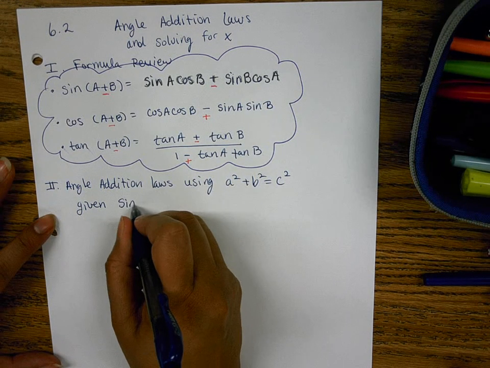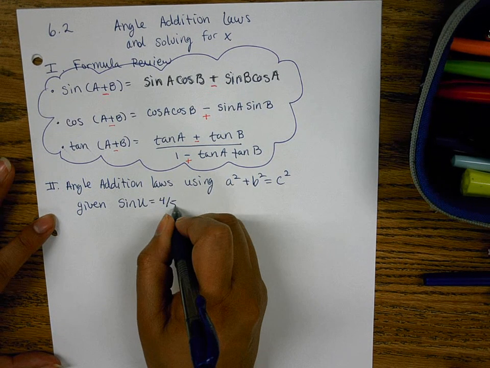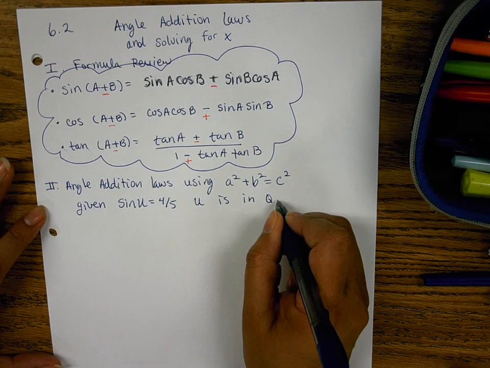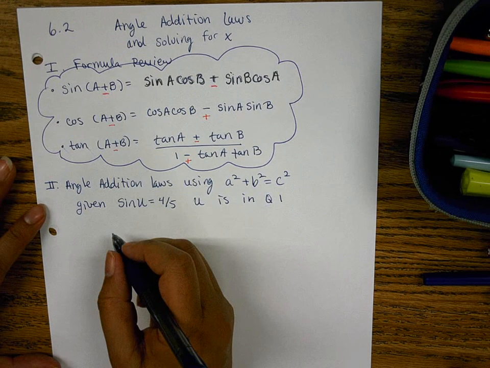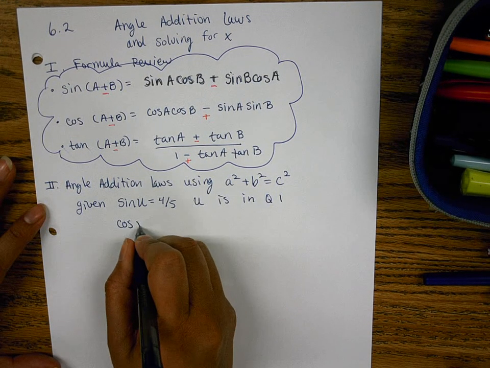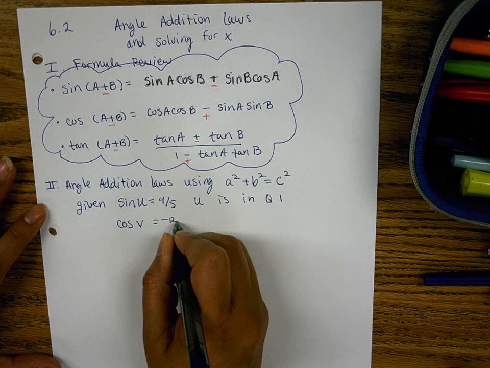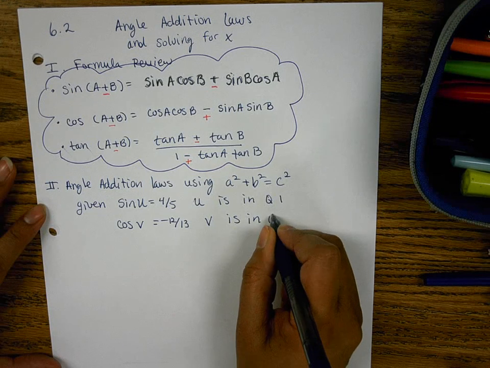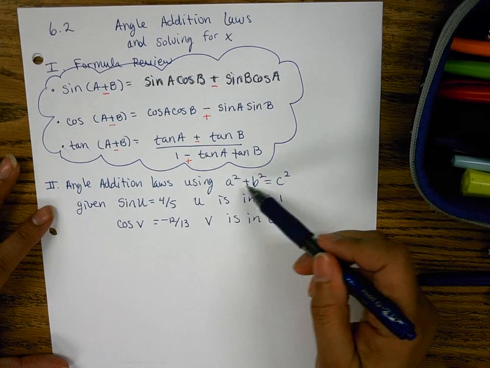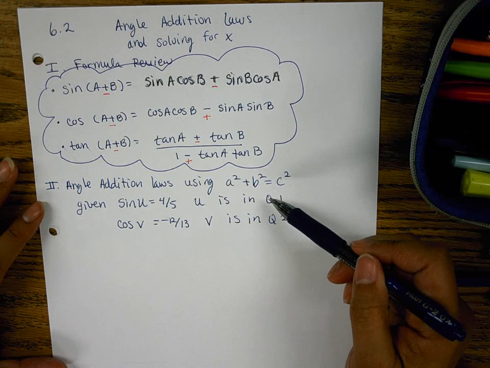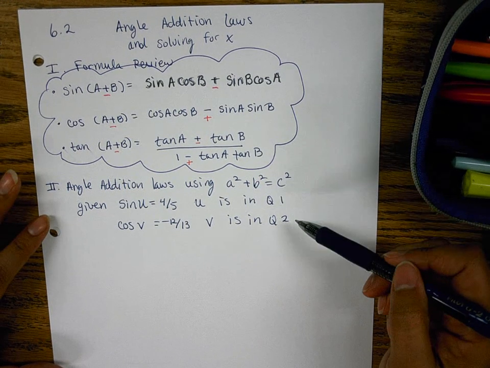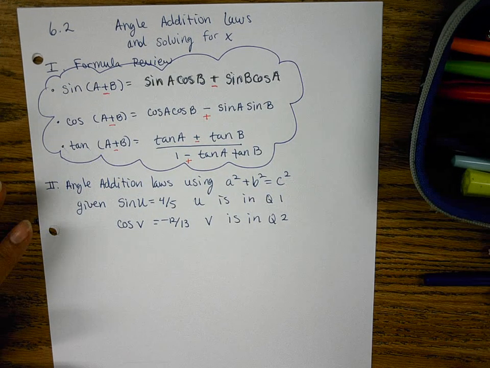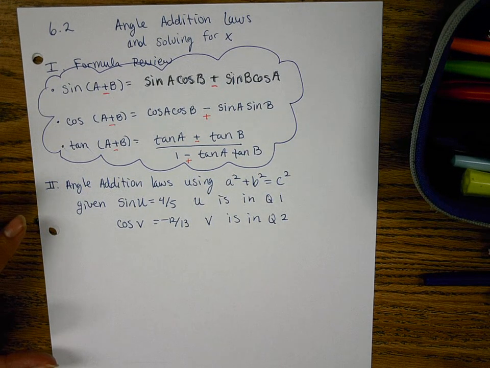sine of U equals 4/5, where U is in Q1, and cosine of V equals -12 over 13, where V is in Q2. These are your restrictions here. That's given information that will need to be given to you. They're either going to specifically tell you, or they will give you some kind of hint where you know which quadrant you're in. And you need to know which quadrant you're in because you will have to draw pictures.